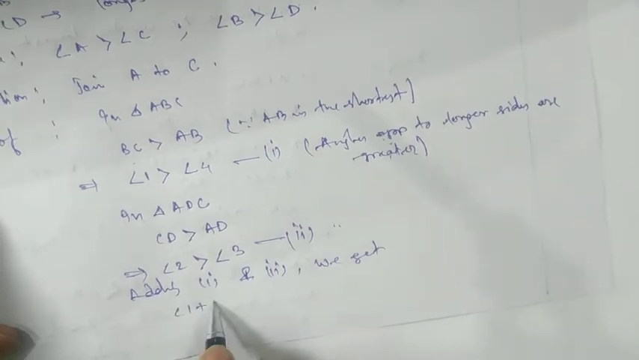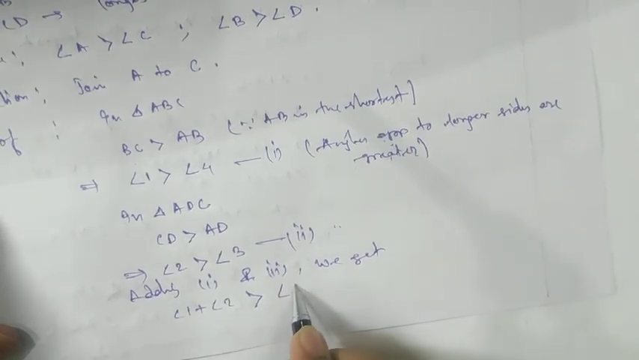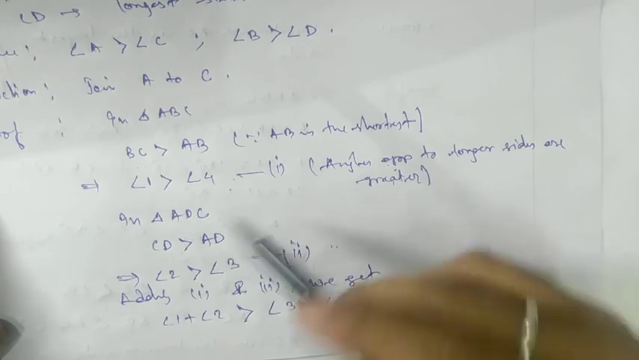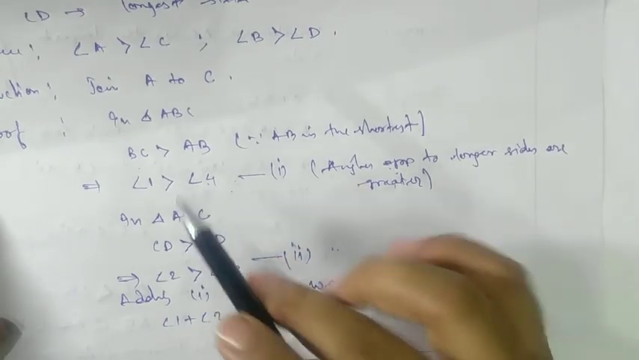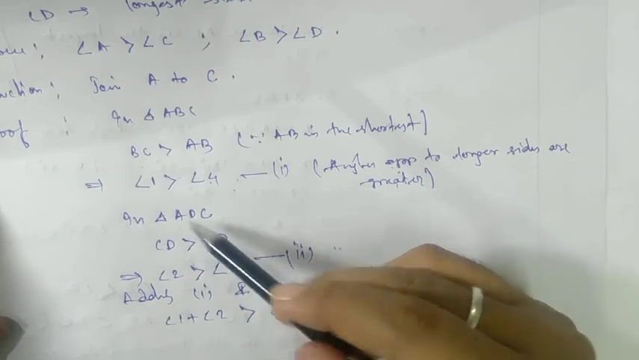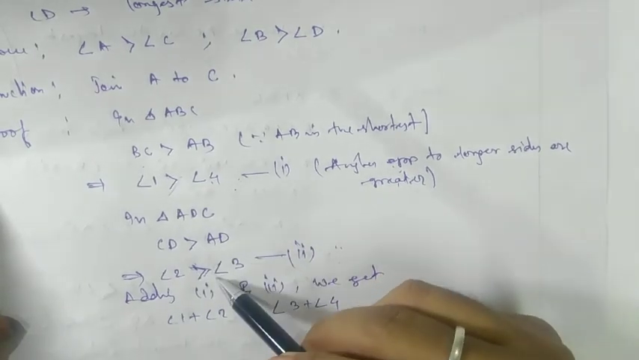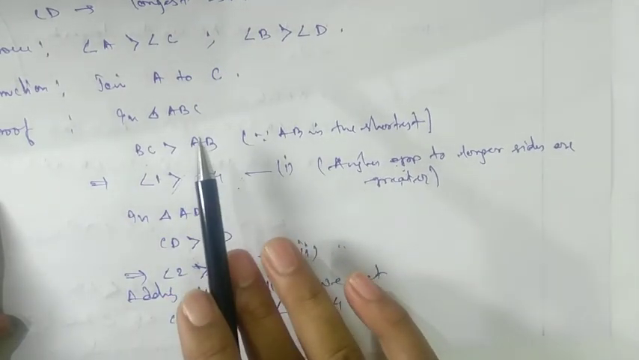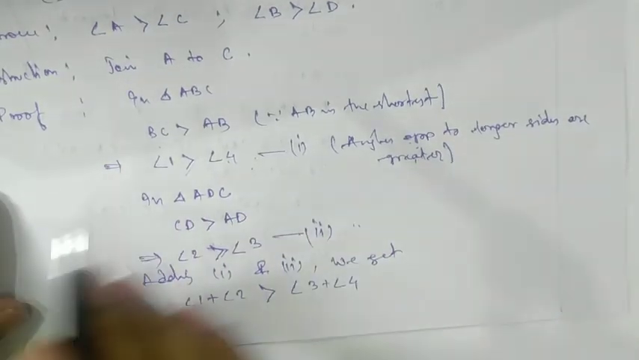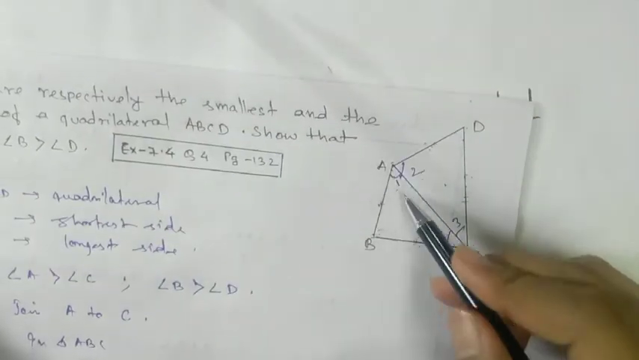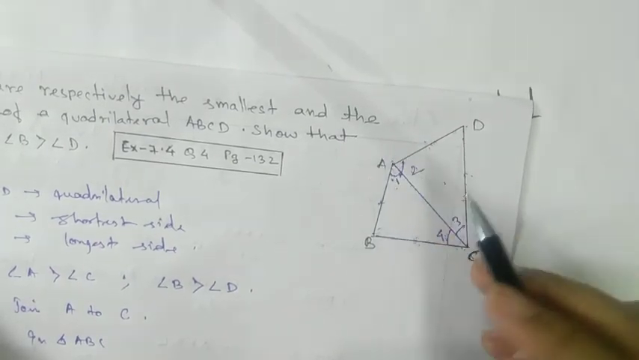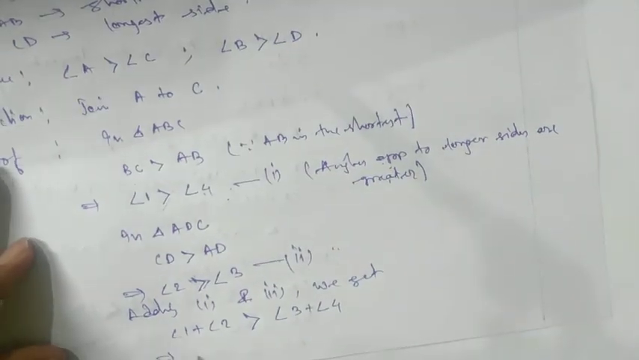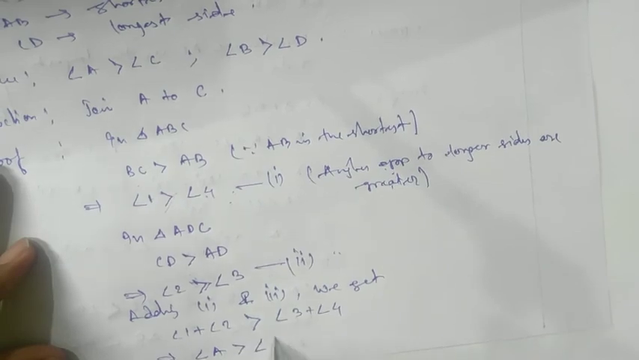What we get? Angle 1 plus angle 2 is greater than angle 3 plus angle 4. Whenever you add this type of inequalities, look at the symbol: it should match on the same side. This one is greater than this. If we take the opposite sides, you cannot add. Now we add left hand side with left hand side, and right hand side with right hand side. Angle 1 and angle 2 will give you A, and angle 3 plus angle 4 will give you C. And our required result is angle A is greater than angle C.